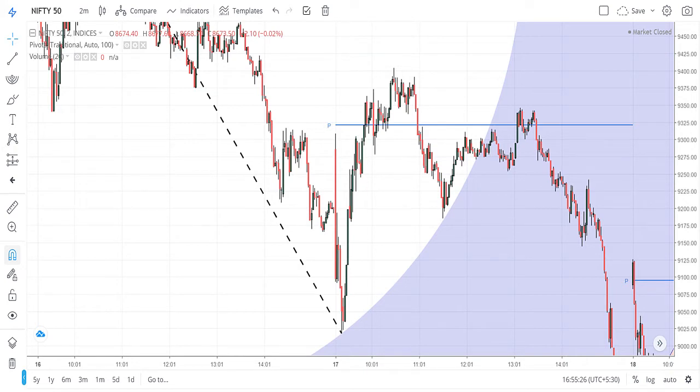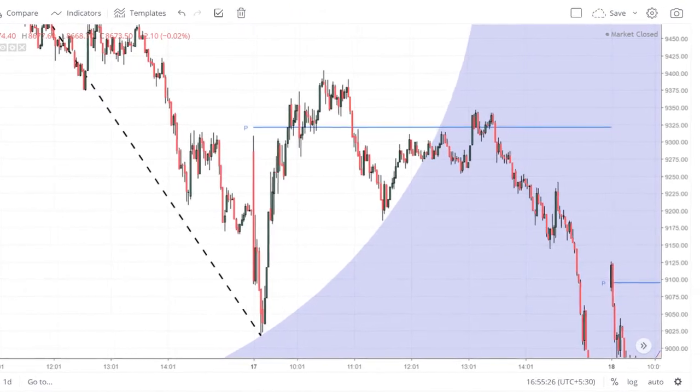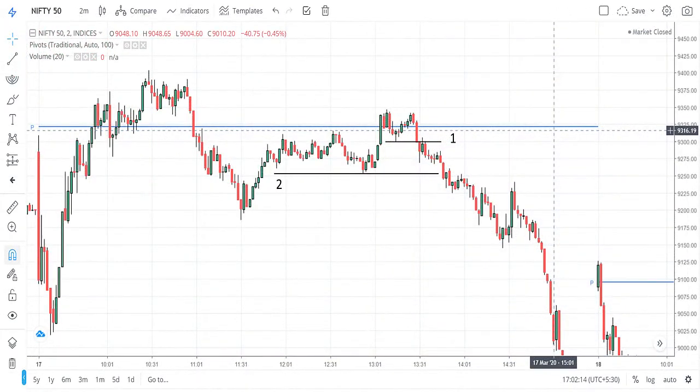As soon as prices exit the semicircle, we assume the retrace has reached its end and we should start looking for a trading opportunity. As you can see, the retrace ended here and we had two trading opportunities. First, we got a double top and second, we got a support break.